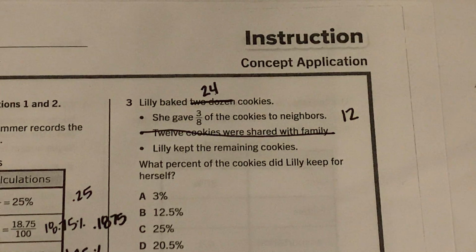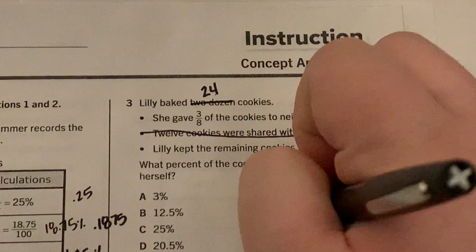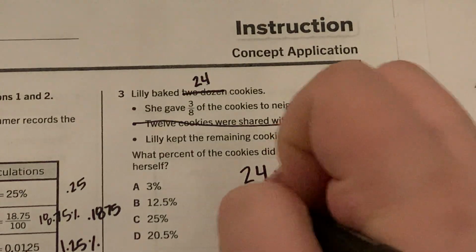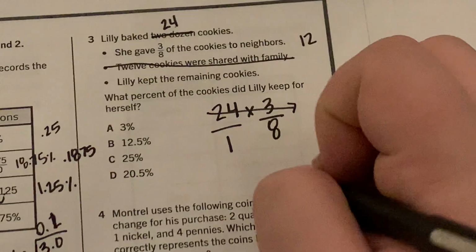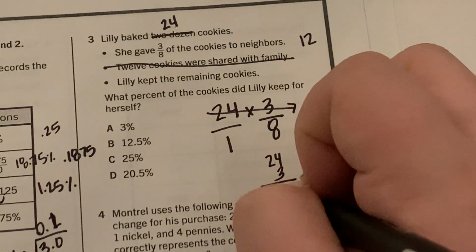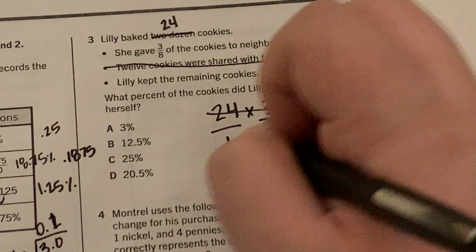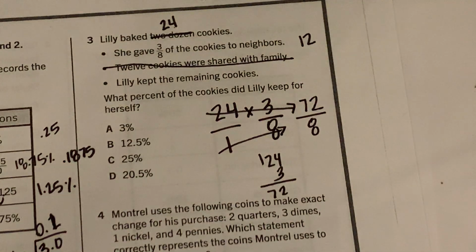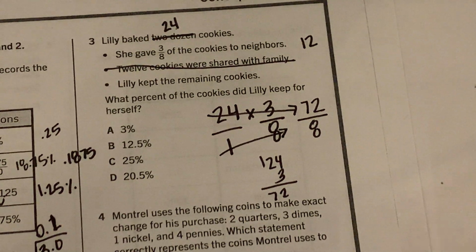If nothing else, divide the cookies up into 8 sections and then take 3 away. I would probably just do 24 times 3/8. What do I have to put 24 over? 24 times 3? 72. 1 times 8 is 8. What's 72 divided by 8? 9. So she gave 9 to her neighbors.